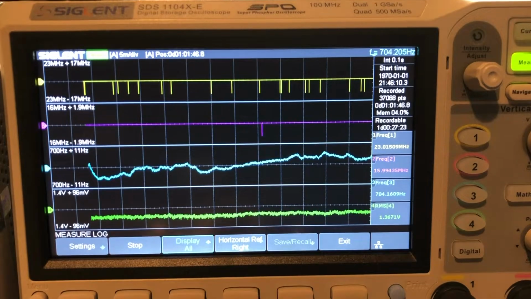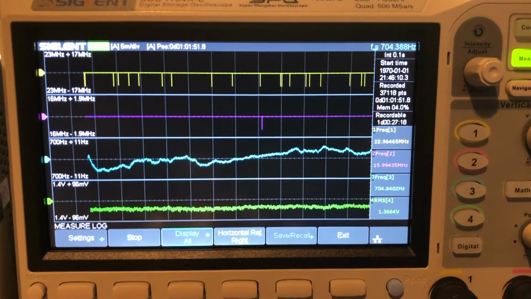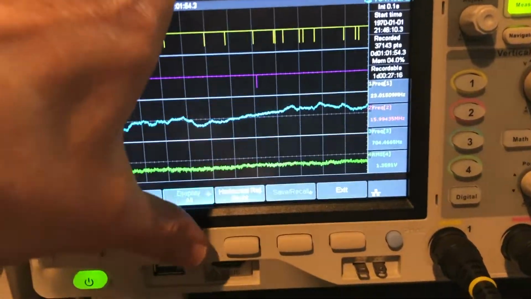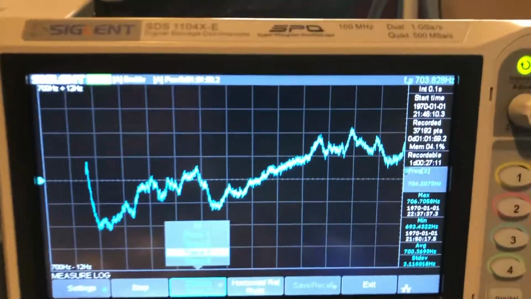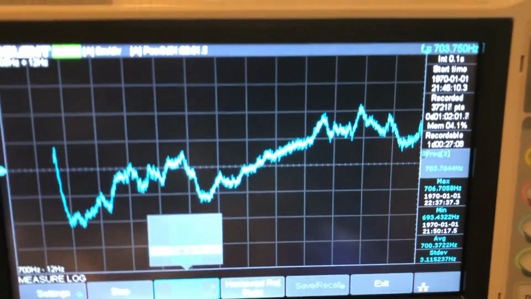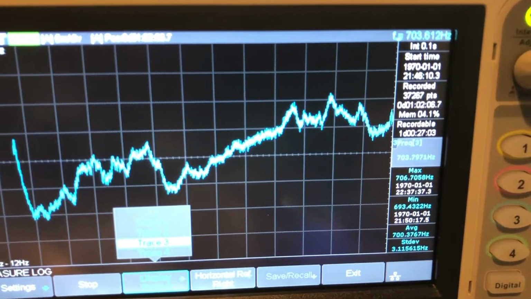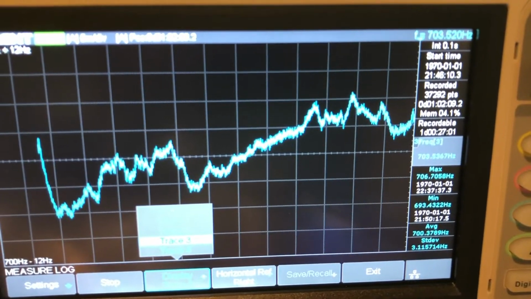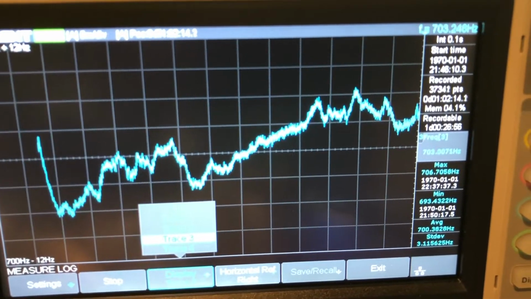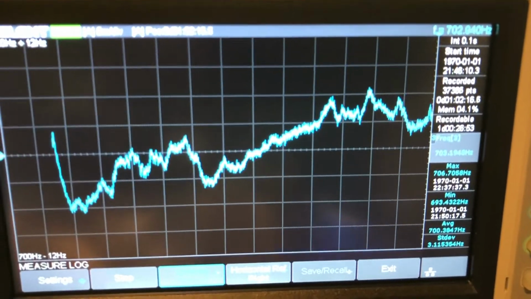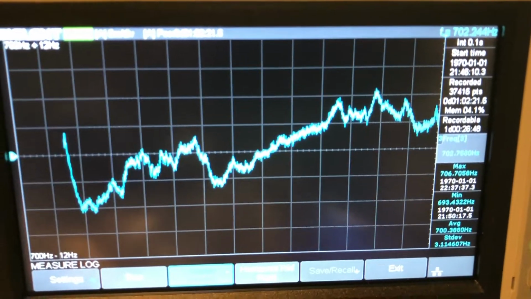Okay, well, it's been logging for an hour, and the output frequency has been remarkably stable. In fact, if I go down and look at trace 3, all right, this kind of makes it look bad because the vertical scale is so large. But if you look, it ranged from 693 hertz to 706 hertz. That's 13 hertz over an hour. The average is 700 hertz exactly, and the standard deviation is only 3 hertz.